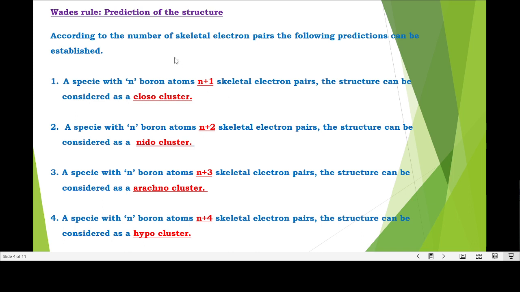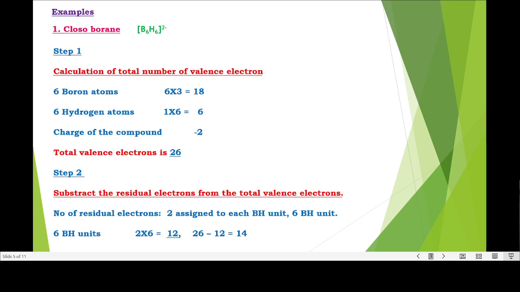Wade's rule is used to predict the structure of boranes. If a borane has n plus 1 skeletal electron pairs, then the structure can be considered as a closo cluster. If n plus 2 skeletal electron pairs, a nido cluster. If n plus 3, an arachno cluster. If n plus 4, a hypho cluster.